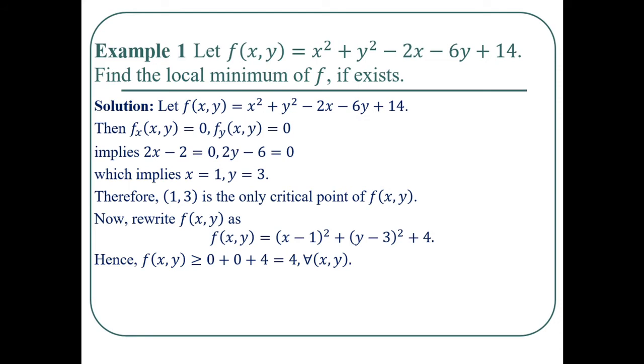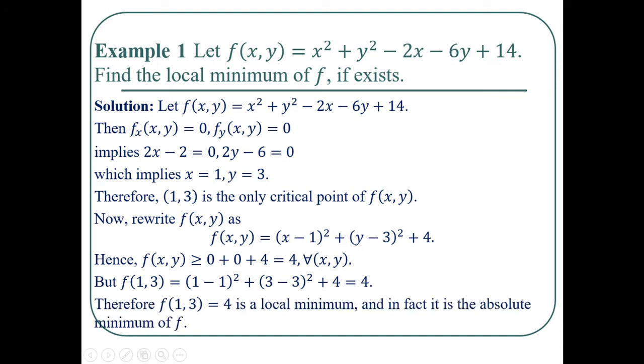See, every absolute minimum is a local minimum, but every local minimum need not be an absolute minimum. Okay, so therefore f of 1, 3 is equal to 4 is a local minimum, and in fact it is the absolute minimum.